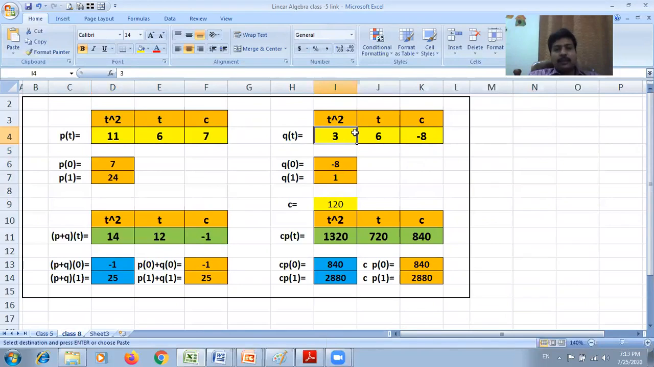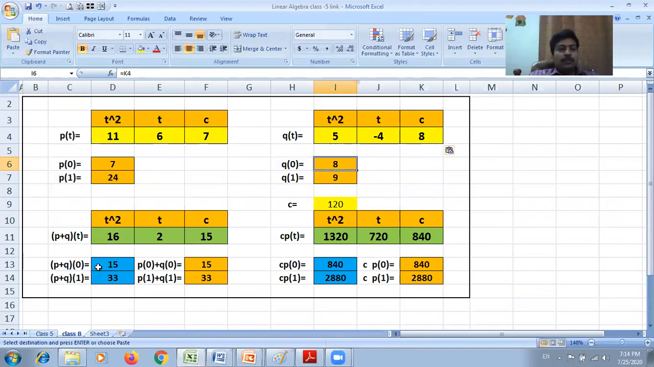So I have taken the values here. P of 0 is equal to 7 and P of 1 is 24 after adding all these things. And this is Q of 0 is 8, Q of 1 is 5 plus minus 4 plus 8, and this is P plus Q.